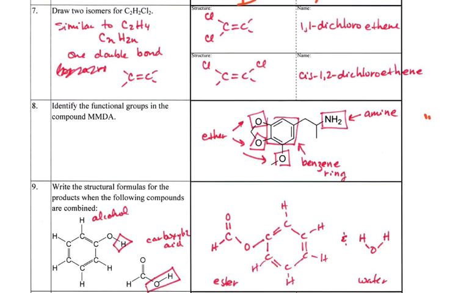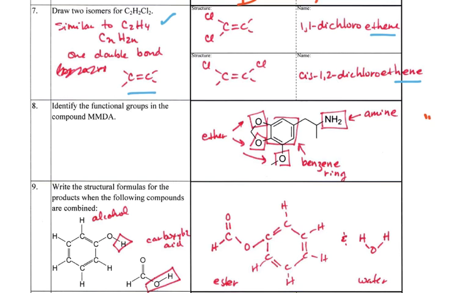Now the next one up here, number 7, draw 2 isomers of C2H2Cl2. And again, I'm going to analyze first. Cl's and H's added together is 4. So that's as though I have 4 hydrogens. So C2H4 would be an alkene. That could be ethene. That's why my answers end in ethene. And it's going to have 1 double bond in there somewhere.